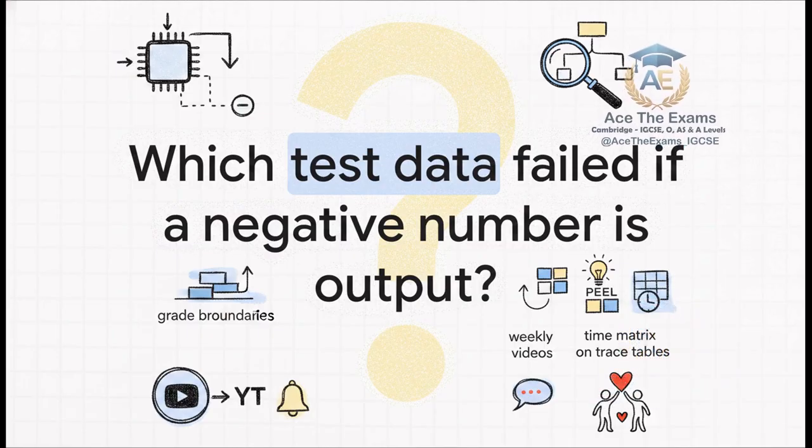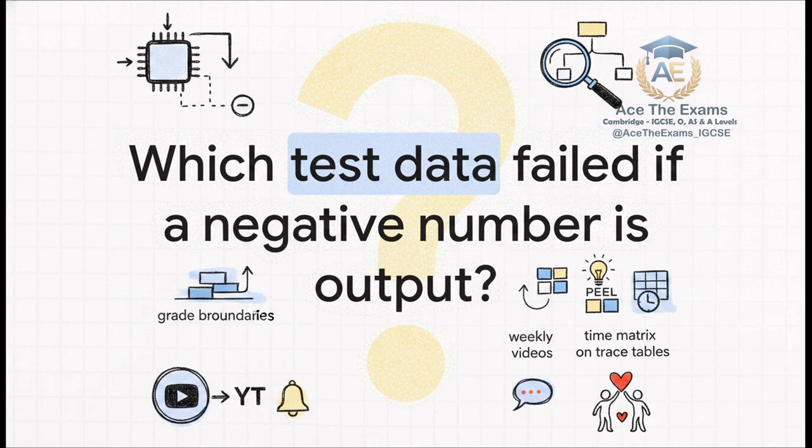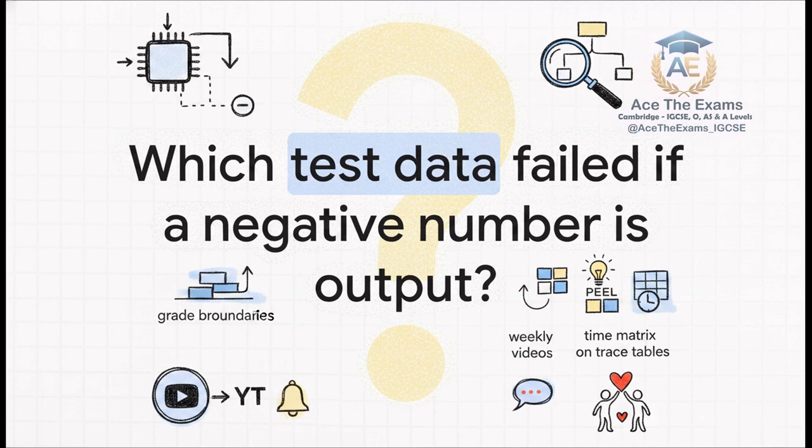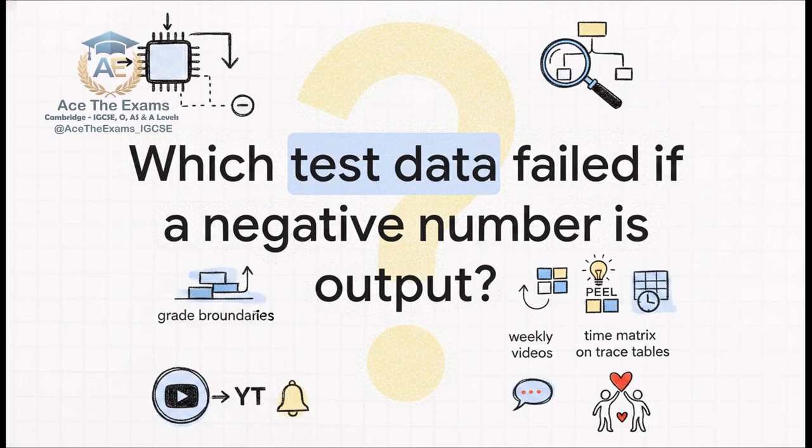Students who implement these computer science strategies see an average improvement of 2 grade boundaries, but that only happens if they practice consistently with our weekly explainer videos.